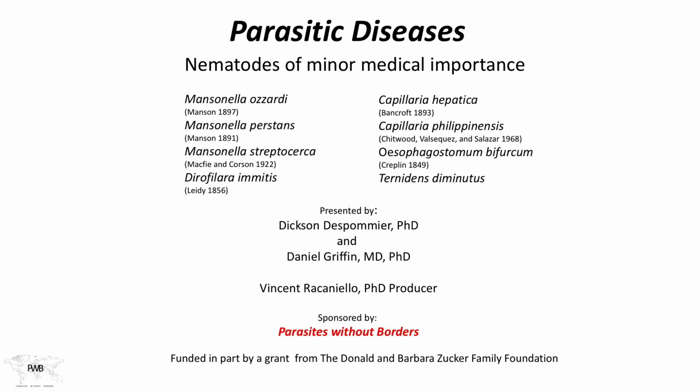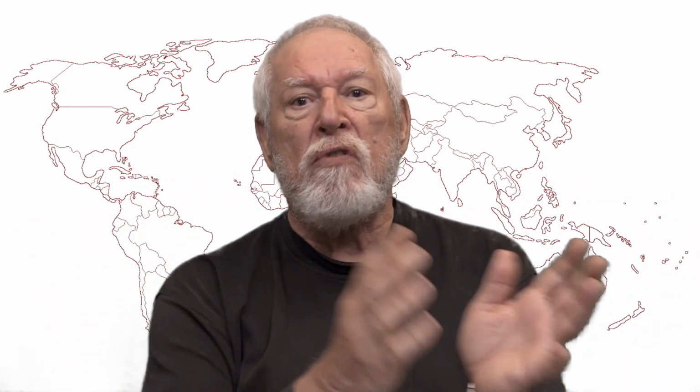So, not to add levity to this, because these are not fun to catch, but some are more serious than others, as we'll see in a moment. We're going to discuss Mansonella ozzardi, Mansonella perstans, Mansonella streptocerca, Dirofilaria immitis, Capillaria hepatica, Capillaria philippinensis, Oesophagostomum bifurcum, and Ternidens diminutus. They're each, among the world of nematodes, a short story in the pathogenesis of diseases caused by nematodes.